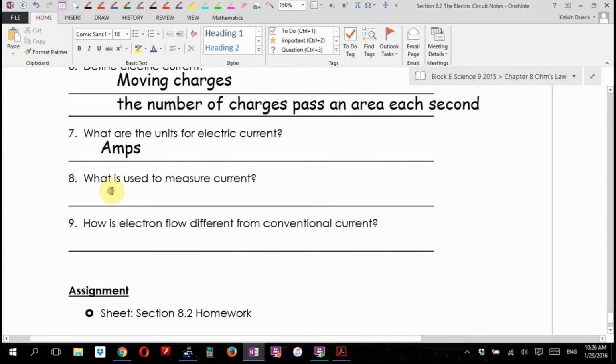Someone who hasn't won a Timbit yet, what do I use to measure current? Okay, someone who has won a Timbit. Yes. If you say amp meter, I won't take marks off, but for some reason, the name is ammeter. How is electron flow different from conventional current? Okay, someone who has won a Timbit, how are they different? Katie.